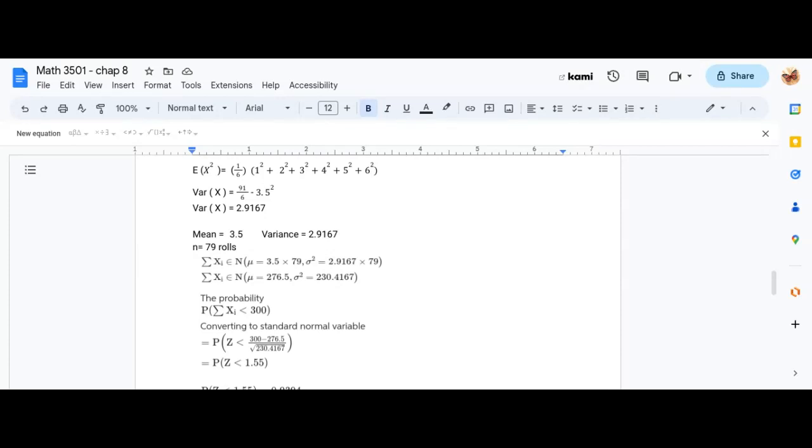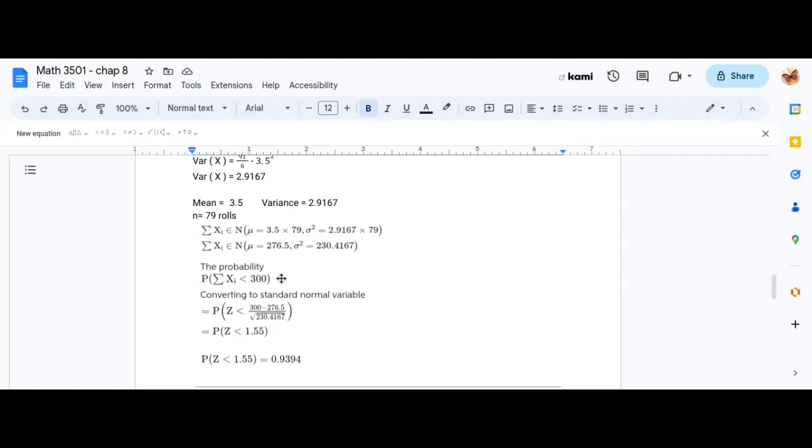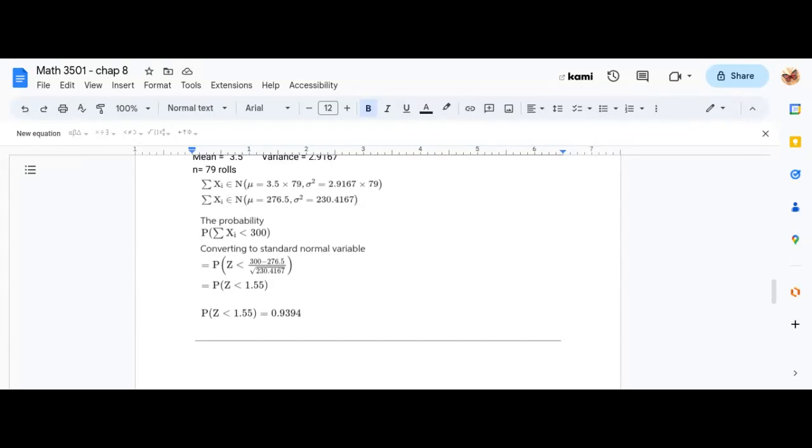And I use 79 rolls because if the sum after 79 rolls is less than 300, then you would know that you would need more than that, and you would have the at least 80. So the summation of Xi has mean equal to 3.5 times 79 and variance 2.9167 times 79. And you get the mean of 276.5 and the variance of 230.4167. So the probability of the summation of X being less than 300.